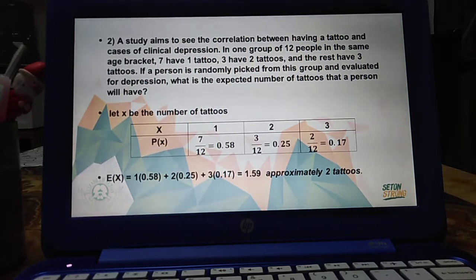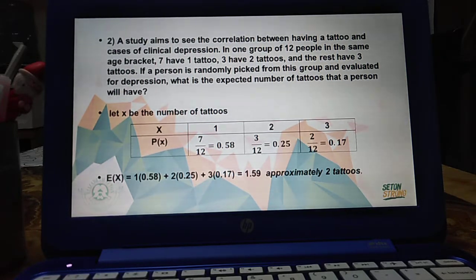Second, in a clinical study, in one group of 12 people in the same age bracket, 7 have 1 tattoo, 3 have 2 tattoos, and the rest have 3 tattoos. If a person is randomly selected from this group and evaluated for depression, what is the expected number of tattoos that the person will have? Therefore, our random variable should be the number of tattoos that the person has.